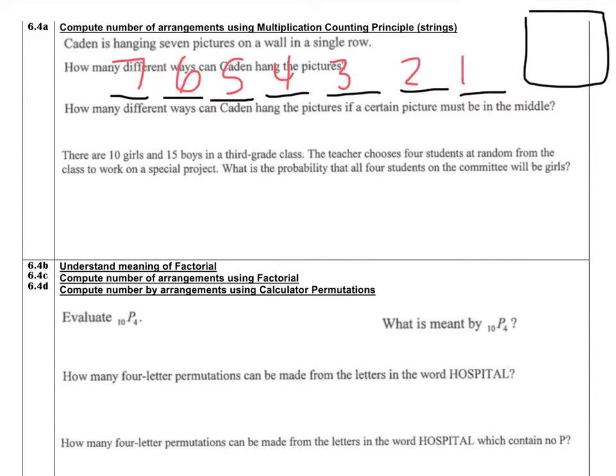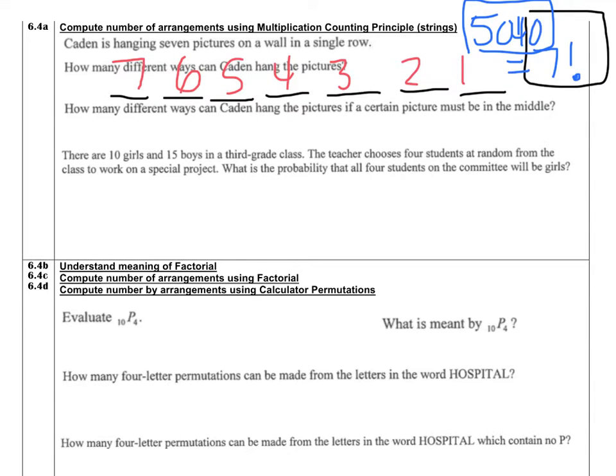If you recognize the shorthand for this, this is actually the same as 7 factorial, or 7 exclamation point. When you simplify this answer, you will get that there's going to be 5,040 different ways for Caden to hang these 7 pictures. The next question here: how many different ways can Caden hang the pictures if a certain picture must be in the middle?